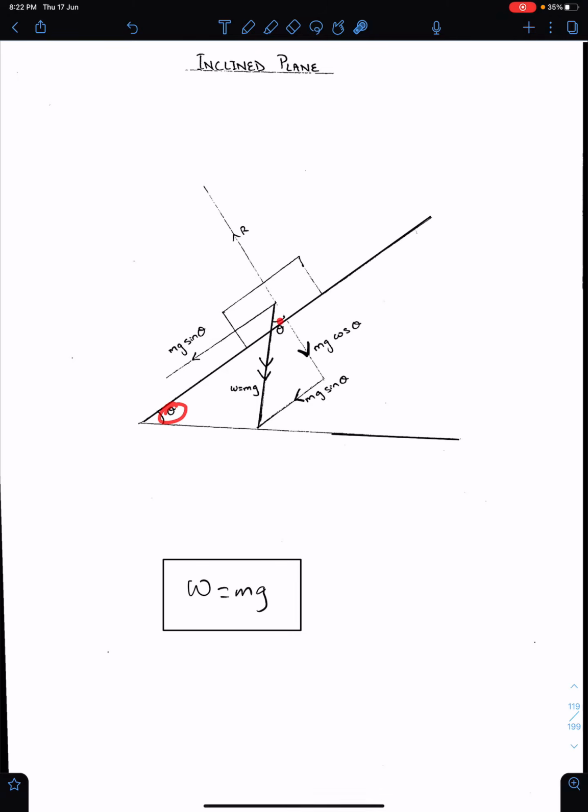These two angles are always equal, and we can prove them by using angle properties of straight lines. To make the force diagram simple, we can move this component here. I mean, they both mean the same thing. And this is the normal reaction. Normal reaction always makes 90 degrees with the slope.